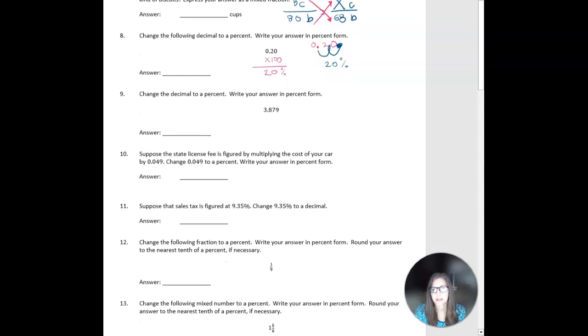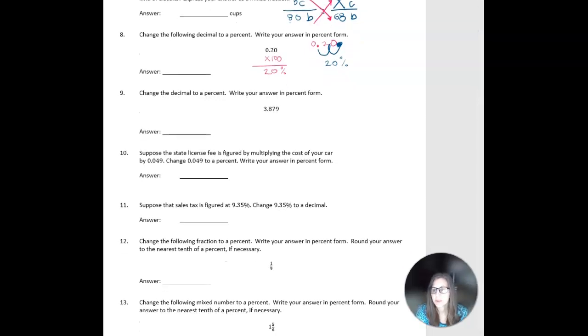Number 9, same type thing. Change the decimal to a percent, okay? We have 2 choices. We can multiply by 100, okay? That's going to be 387.9%. Or we can just take our decimal, which is 3.879, bump this 2 places to the right, and we have 387.9%.